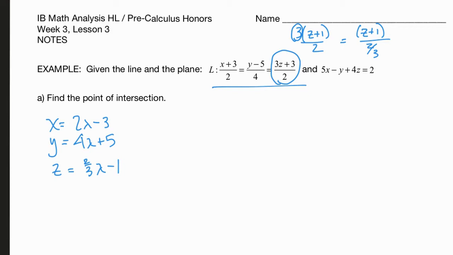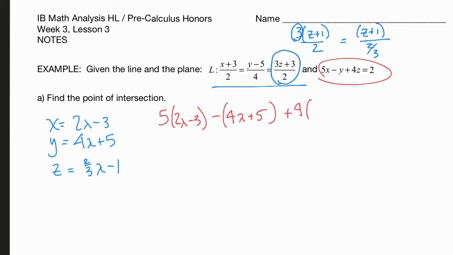Now that they're in parametric form, it's a whole lot easier to make a substitution into the other equation. So let's do that. I'm going to change my x to 2 lambda minus 3, and y into 4 lambda plus 5, plus 4 times the z, which is 2/3 lambda minus 1.